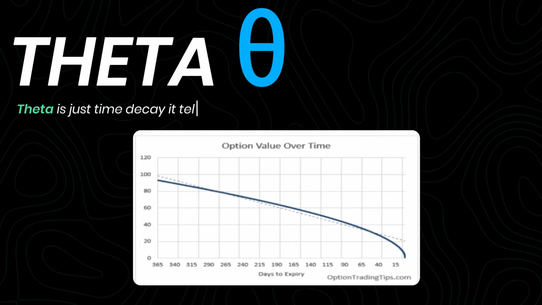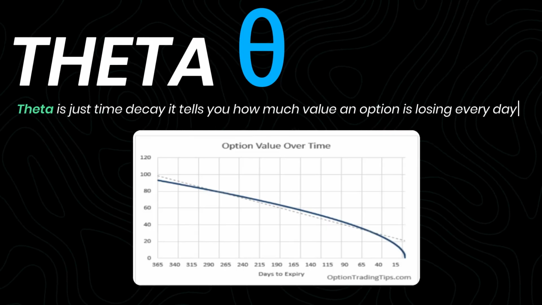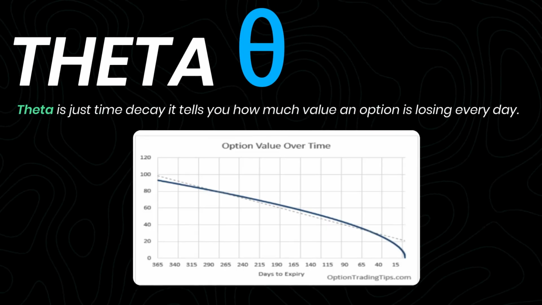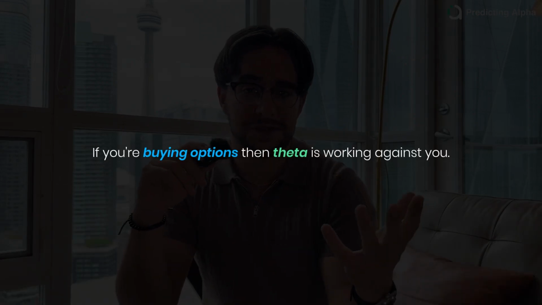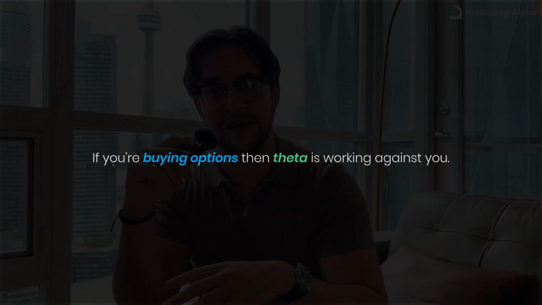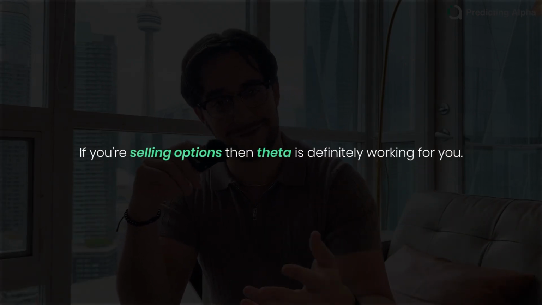So theta is just time decay. It tells you how much value an option is losing every day, assuming that nothing else changes. If your option has a theta of negative 0.1, then what that means is that this option is going to lose 10 cents of value every day, all other things held equal. If you're buying options, then theta is working against you. And if you're selling options, then theta is definitely working for you.